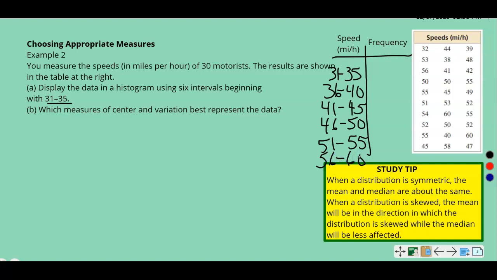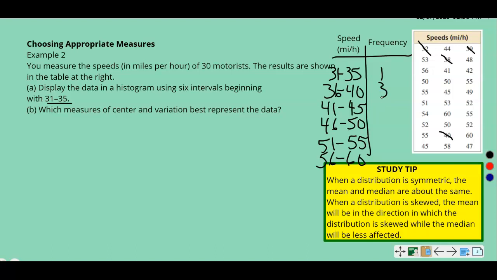All right, once we have our speed intervals listed, then we just have to count up how many in each one of these will occur for that frequency. So the frequency is how many times it occurs, how many times the speed occurs during this interval here. So if we look over here from 31 to 35, there is just this one. All right, 36 to 40, so we have 1, 2, 3.